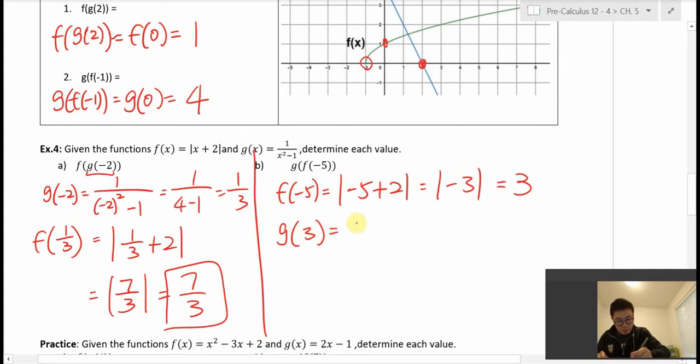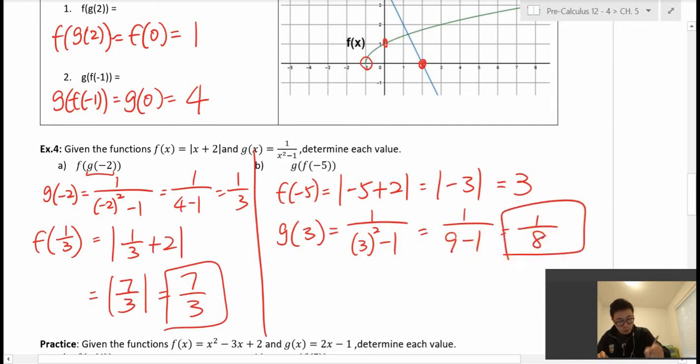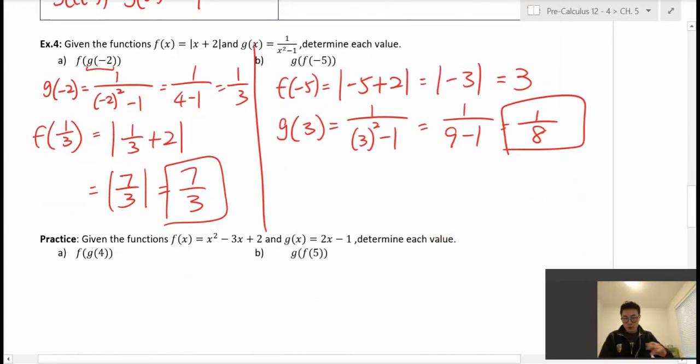Same thing, I can plug in 3 into x in the g function, and then I can evaluate. 3 squared is 9, so 1 over 8, and that will be your final answer. Okay, there are your two practice questions. Good luck.